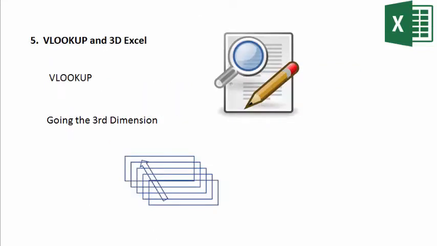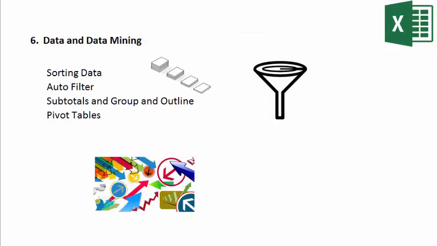In part 5 we are going to cover the VLOOKUP, simple VLOOKUP for range lookup and exact match, and then we are going to also go over the 3rd dimension, which is in a way summing a number of sheets into a total one. Part 6 is about data and data mining.